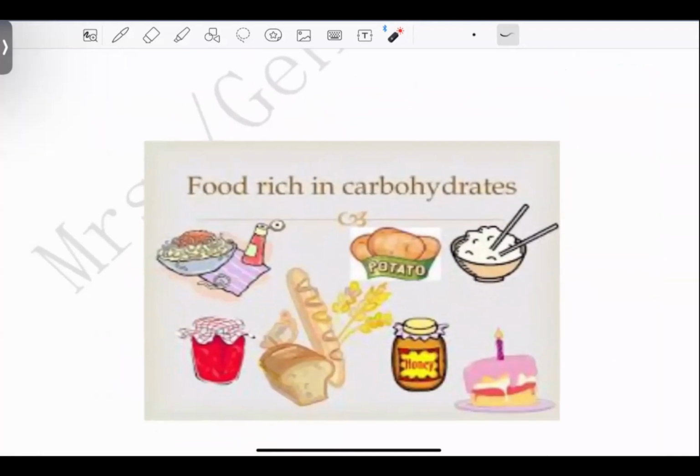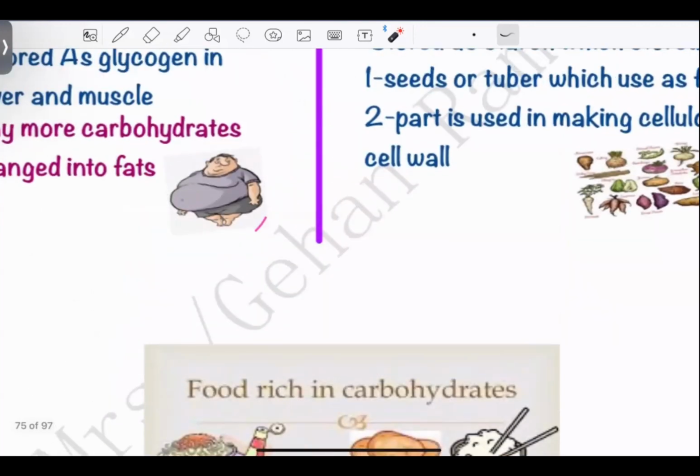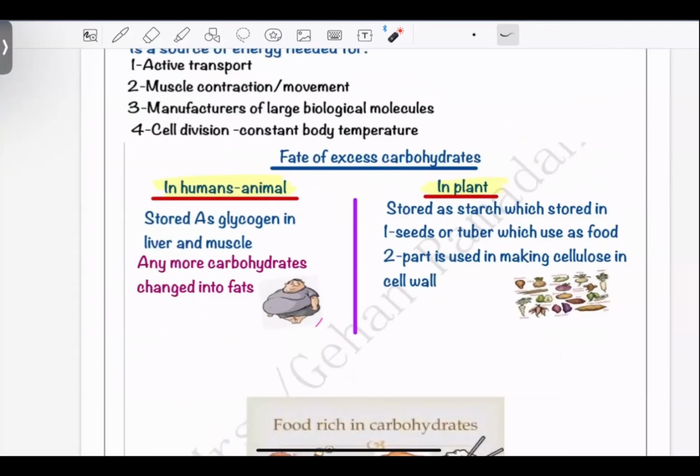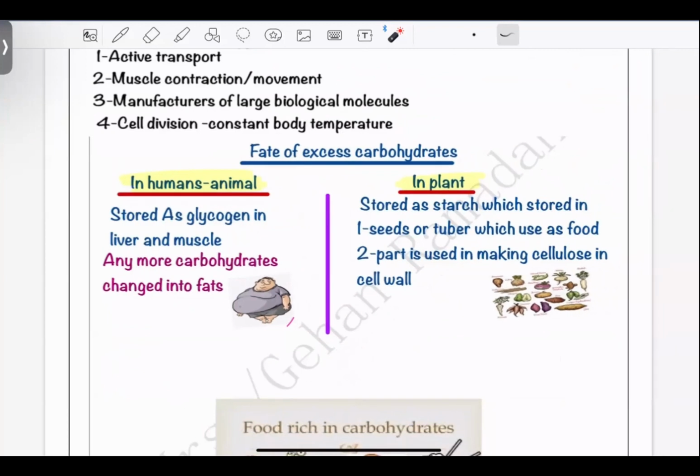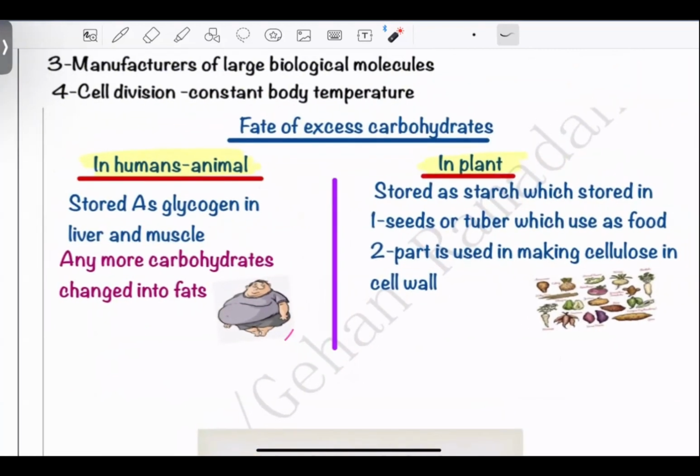The samples for the foods rich in carbohydrates are rice, macaroni, breads, potato, honey, all the sweets and all the cakes. What about if we eat a large amount of carbohydrates? What happens to the extra carbohydrates found in your body? How do they store it? Yes, excellent.